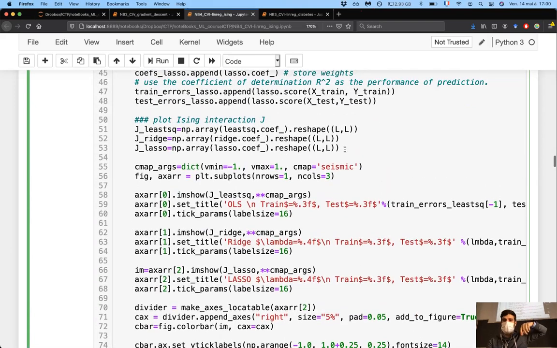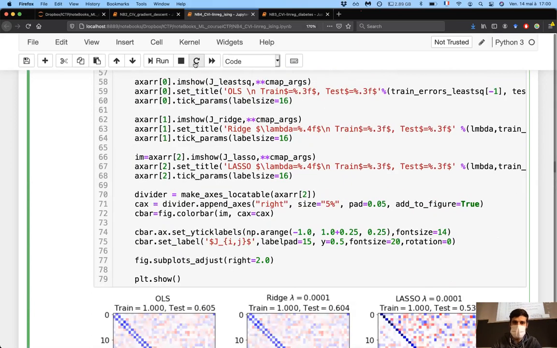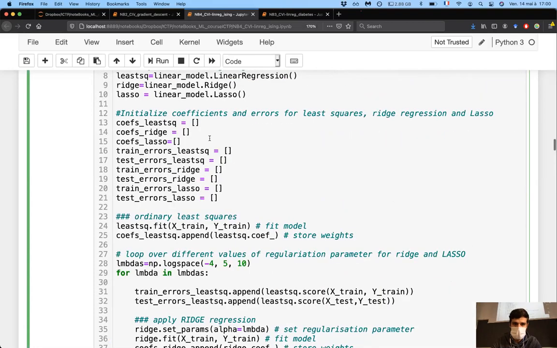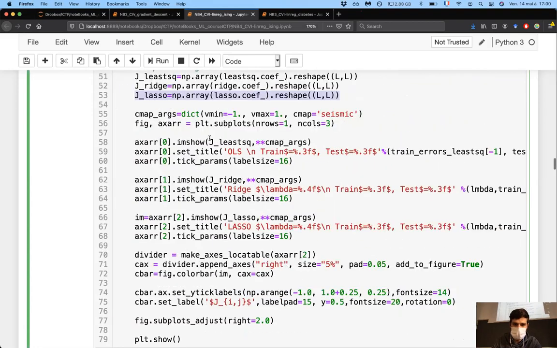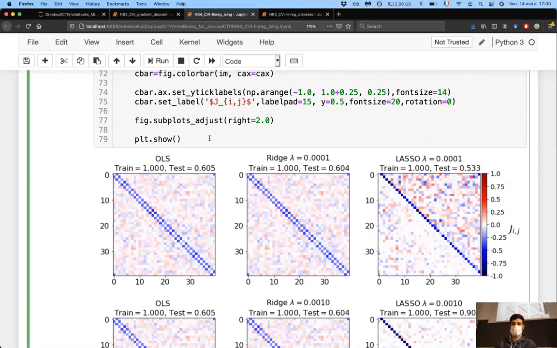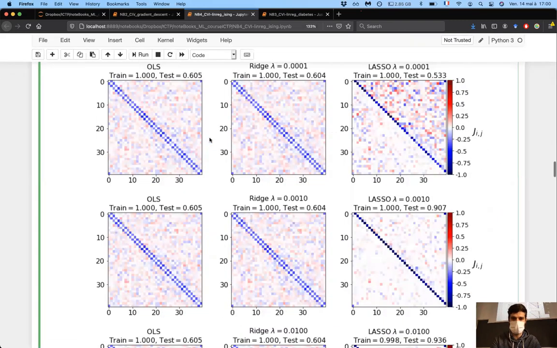I'm just here reshaping the vector that I reconstructed by lasso, ridge, or least square again in a matrix form. And I'm plotting the matrix to see what we got. Okay, so let's do this experiment. I run it. And what do we observe? We observe this. Okay, so let's see. Let's zoom out a bit.